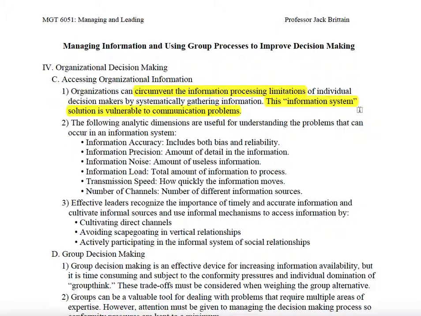There are communication channels that exist, and we hold very much true, and it's embedded in how we think about organizations, this notion of the chain of command, these communication channels through chains, and that we have to report to every level in the organization. These communication structures are very vulnerable to communication problems.